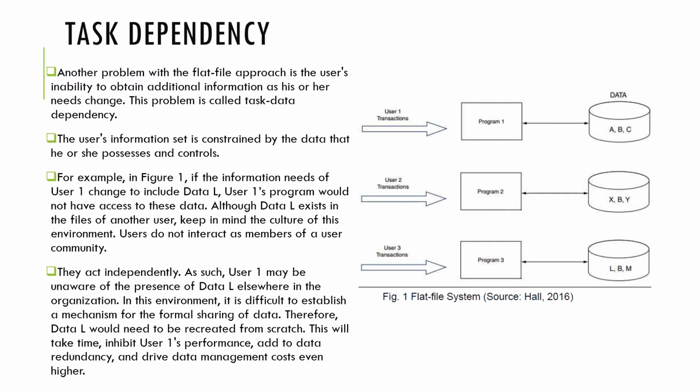So although data L, no? If they want to change the data L, see here, no, for user 1. So they have no access to data L, because it exists on another user. So there is the environment, they are not interacting with each other, the user community. So they are dependent. So as such, user 1 may be unaware of the presence of data L elsewhere in the organization.